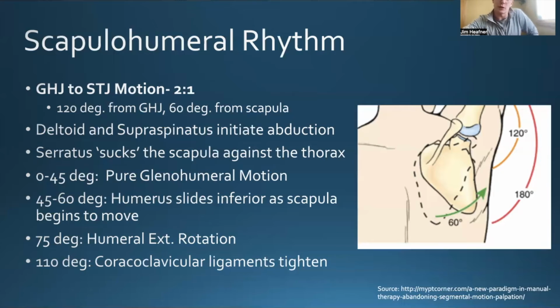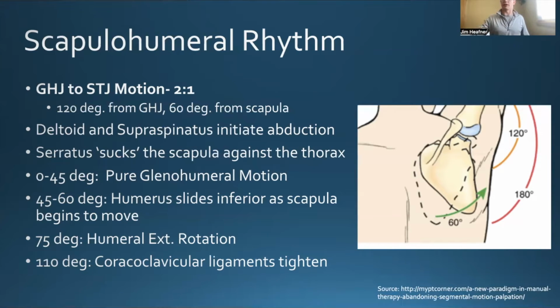The deltoid and the supraspinatus initiate abduction. So when the arm first goes into movement, the deltoid works in a force couple with the supraspinatus to lock into position to help with that movement. The serratus anterior sucks the scapula against the thorax. So as the rotator cuff engages here, the serratus anterior helps pull that back along the thorax. 0 to 45 degrees is pure glenohumeral joint motion. So there's not a ton happening at the scapula.